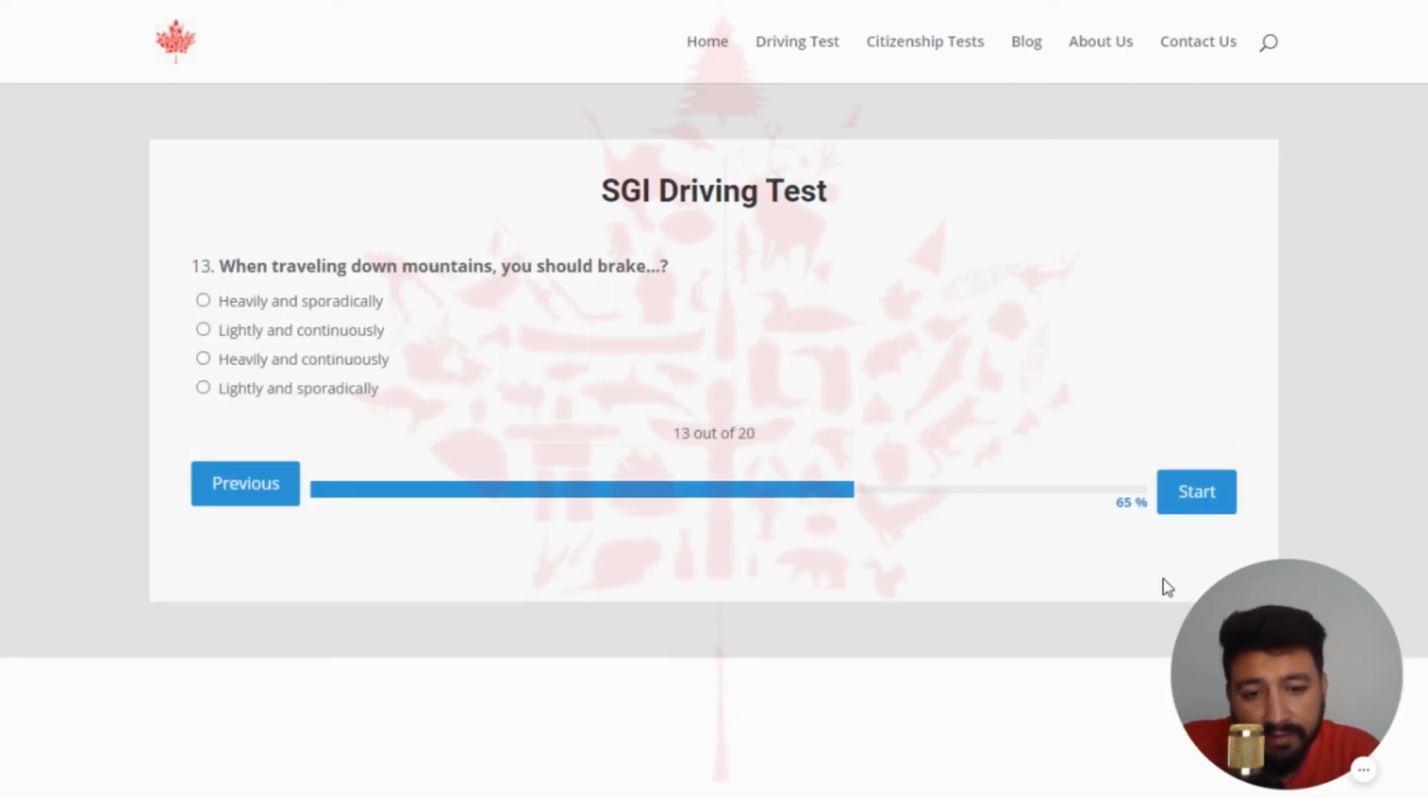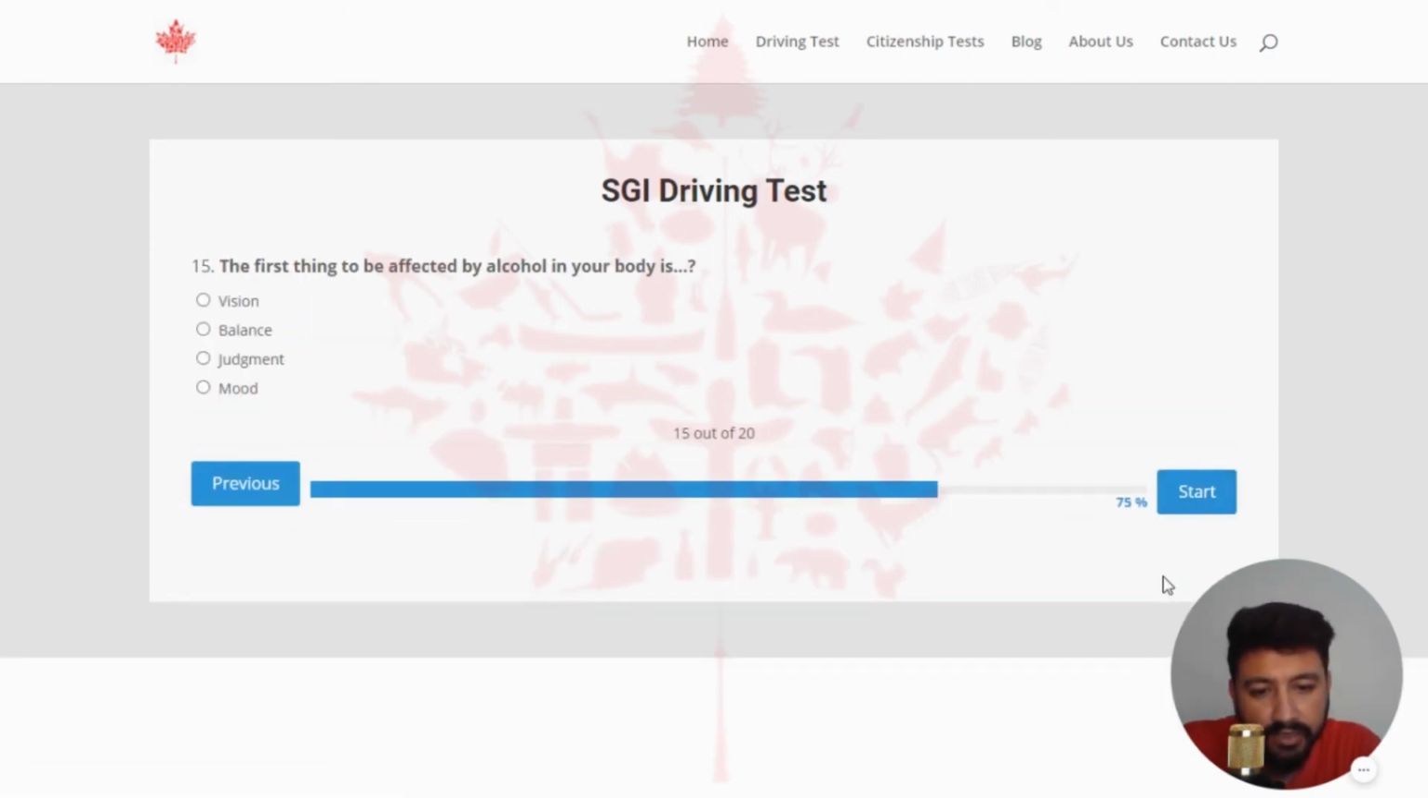Yeah, right. When traveling down mountains, you should brake. The right answer is lightly and continuously. So let's click on the second option. Next, if your wheels on one side drop into a soft shoulder, you should. The right answer of this question is gradually slow down. So I'm going to select the first one.